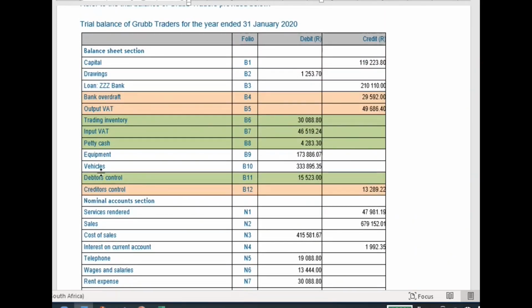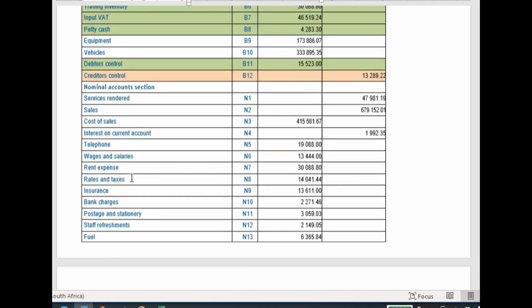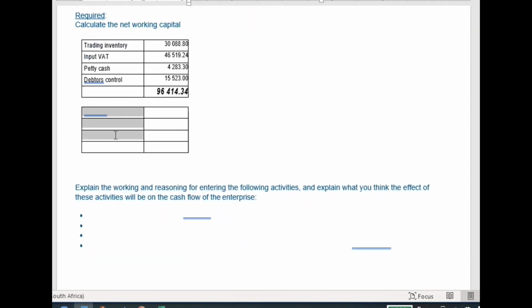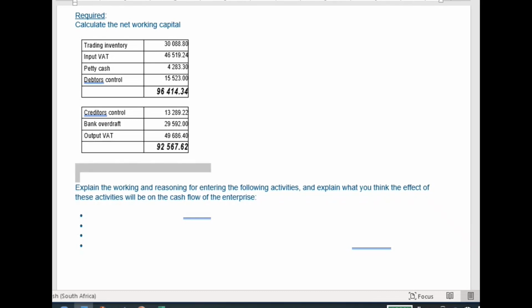We will see there's only 1, 2, 3 there. Bank overdraft, output VAT, and creditors control. Okay, let's list them. Let's record the amounts and let's add them. Okay, now we must find our net working capital. And the way we found our net working capital is simply by taking the total of our current assets, dividing the total of our current liabilities, and then we get the answer there of 3,846 Rand and 72 cents.